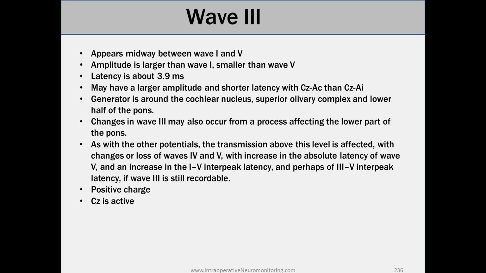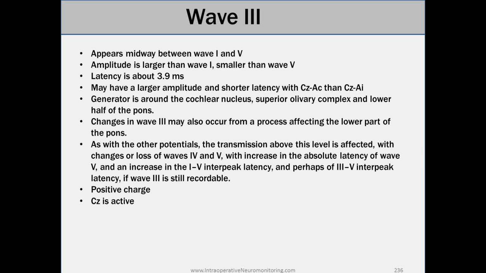It may have a larger amplitude and shorter latency with the CZ to AC than the CZ to AI. The generator is around the cochlear nucleus, the superior olivary complex, and lower half of the pons. Changes in wave 3 may also occur from a process affecting the lower part of the pons. As with other potentials, the transmission above this level is affected with changes or loss of wave 4 and 5, with the increase in absolute latency of wave 5, and the increase in the 1 to 5 interpeak latency, and perhaps the 3 to 5 interpeak latency if wave 3 is still recordable.